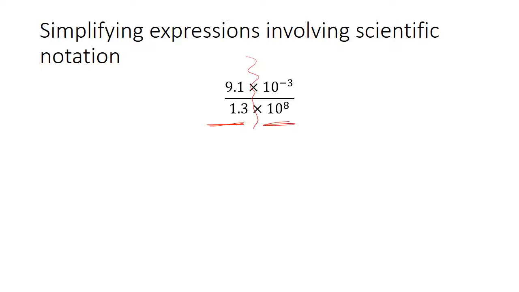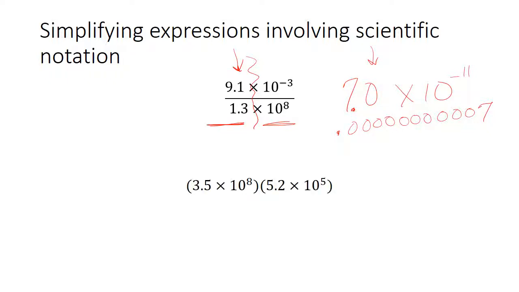So 9.1 divided by 1.3 is 7, or 7.0 if we're keeping our significant digits. We have a tenths place, so we're going to keep our tenths place. Times 10, now we take these. We have a negative 3 minus an 8. It's going to give us negative 11. So if we were to write this in expanded form, we would have 10 zeros before that 7. That's the same thing as saying 1, 2, 3, 4, 5, 6, 7, 8, 9, 10, 11.